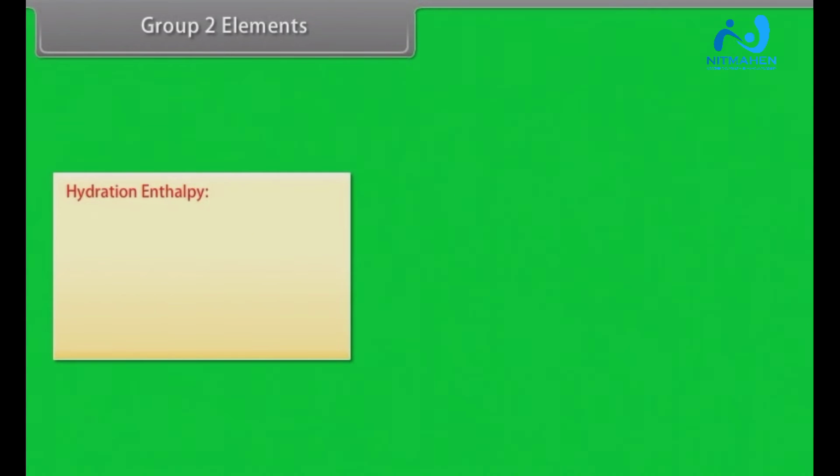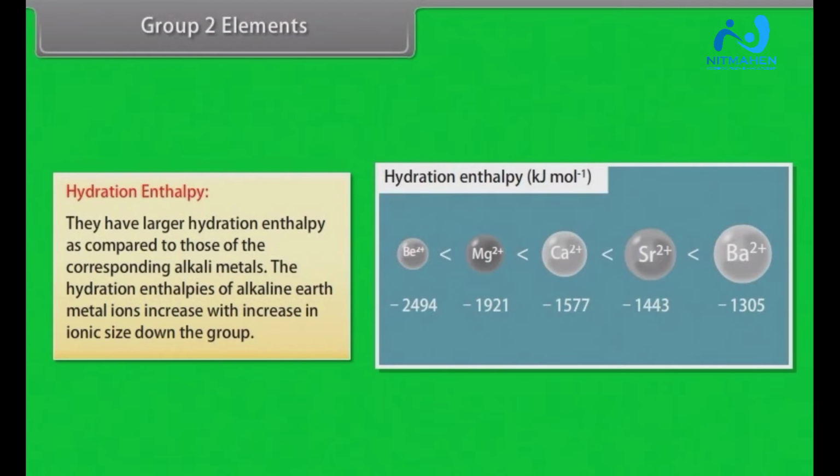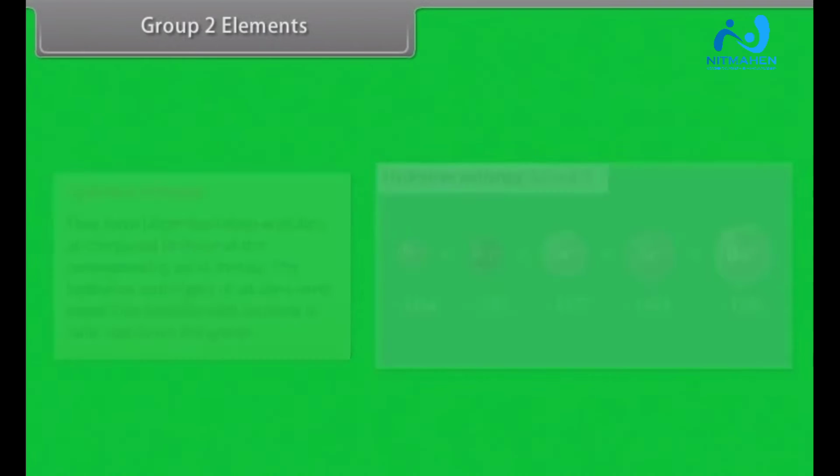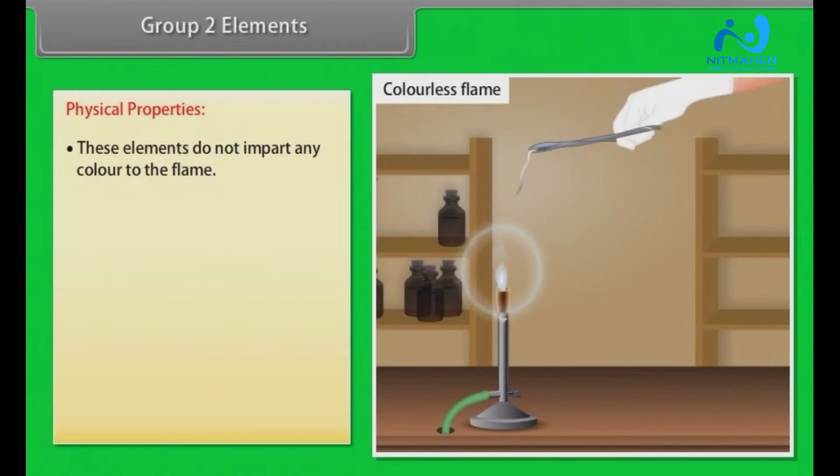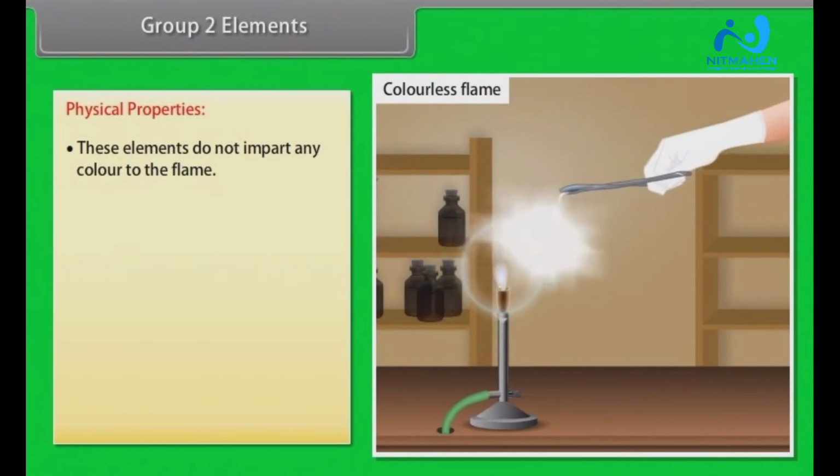Hydration enthalpy. They have larger hydration enthalpy as compared to those of the corresponding alkali metals. The hydration enthalpies of alkaline earth metal ions decrease with increase in ionic size down the group. Physical properties. These elements do not impart any color to the flame.